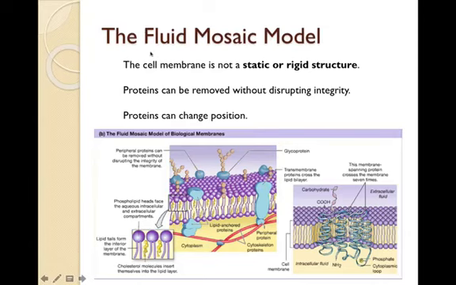So the major model of the cellular membrane is something called the fluid mosaic model. And what this implies is that the cell membrane is not a rigid or a static structure. The phospholipid bilayer, or the cell membrane, is always constantly changing, and proteins can be removed and inserted without disrupting the overall integrity. So proteins tend to change locations, and it's a very fluid membrane. That's why it's called the fluid mosaic model.